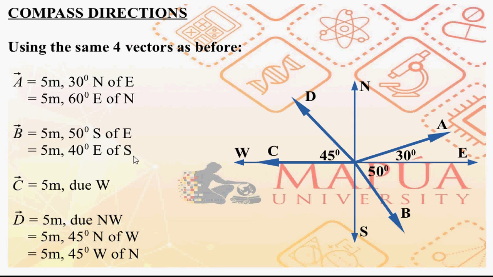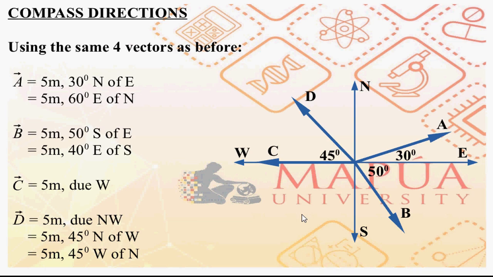If we now take a look at vector C, it is heading directly towards the west direction. So we say that the direction of C is due west. If it was heading in the north direction, due north. If heading in the east direction, due east. If heading in the south direction, due south.